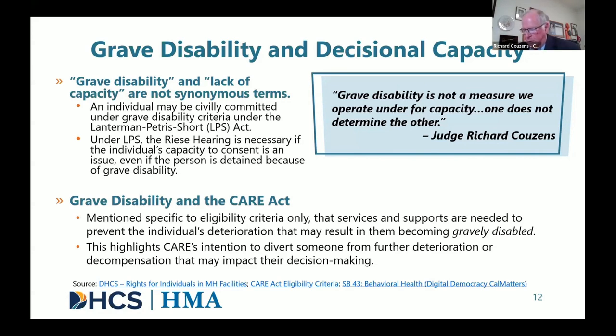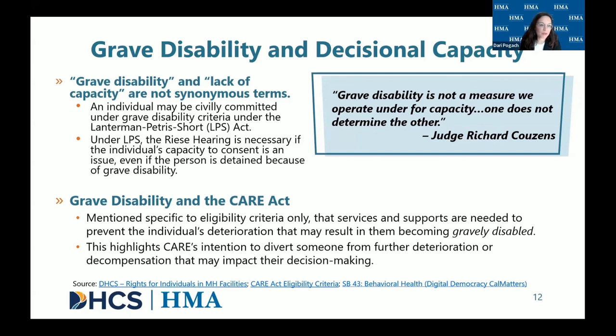So, Dari, I think you'd like to talk more fully about grave disability in terms of how it operates in the CARE Act. Thanks, Judge Cousins. I think you pretty much said it all, defining these concepts. Just, I want to say briefly, in the context of CARE, grave disability does come up in the CARE Act statute, but it's only mentioned with reference to the eligibility criteria. The idea is that one of the criteria for eligibility for CARE is that these supports and services are needed to prevent the person's deterioration that may result in them becoming gravely disabled.